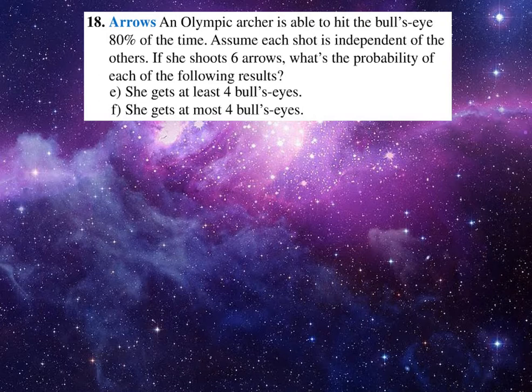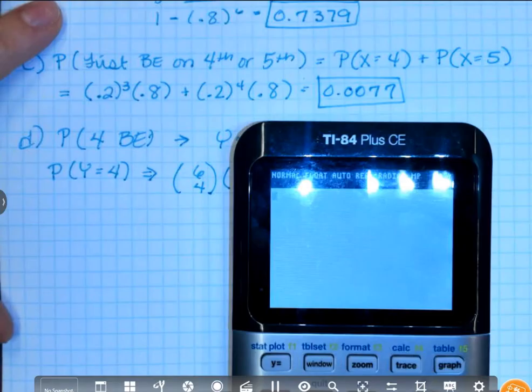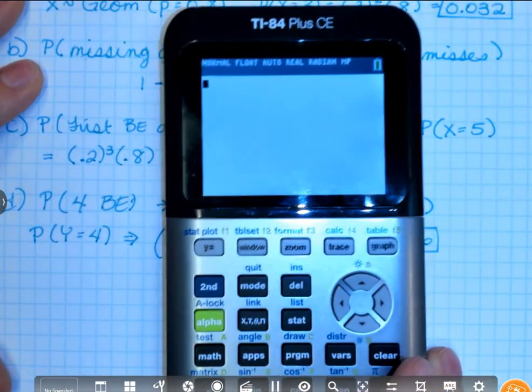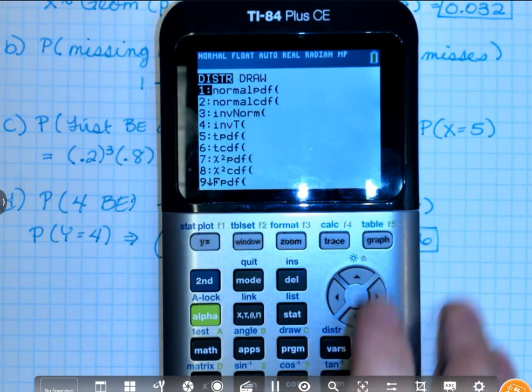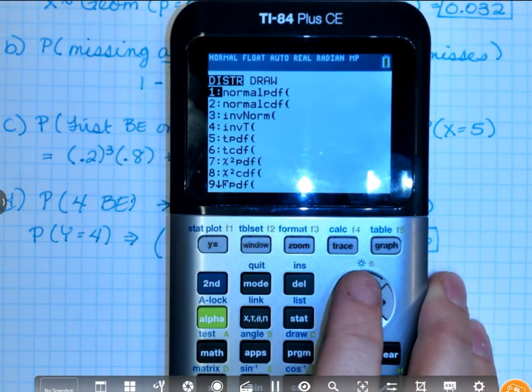Why am I booing and hissing? Because you've got those at least and at most words. Do me a favor. Grab your calculator. In your calculator, I want you to go to second vars.